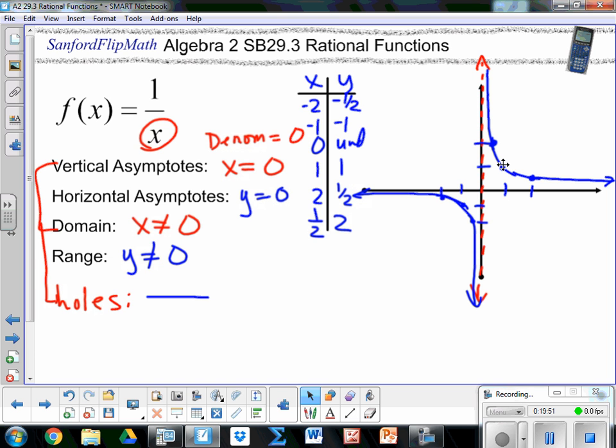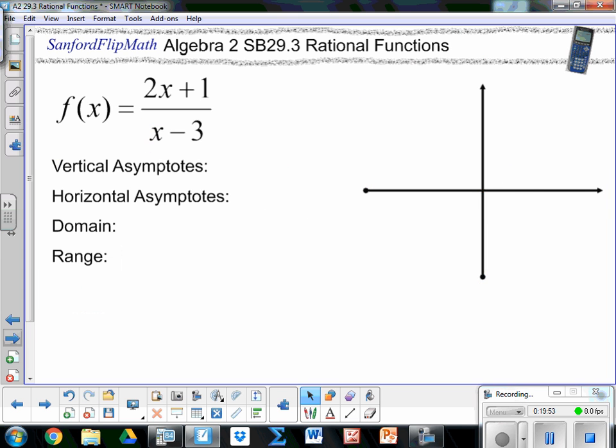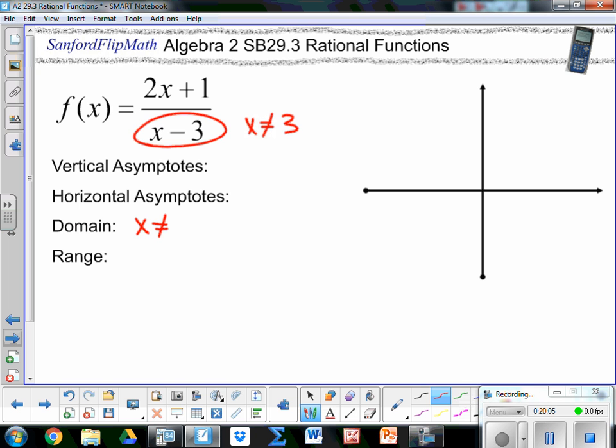Okay, so here we go. Let's do another one. Okay, so there's some more stuff going on here. Some things to note. First of all, let's talk about restricted values. Because the denominator can't equal 0, x can't equal 3. Well, shockingly enough, that's going to be the domain. If it comes from a factor that does not divide out, it's also going to be the vertical asymptote. So the vertical asymptote is x equals 3.